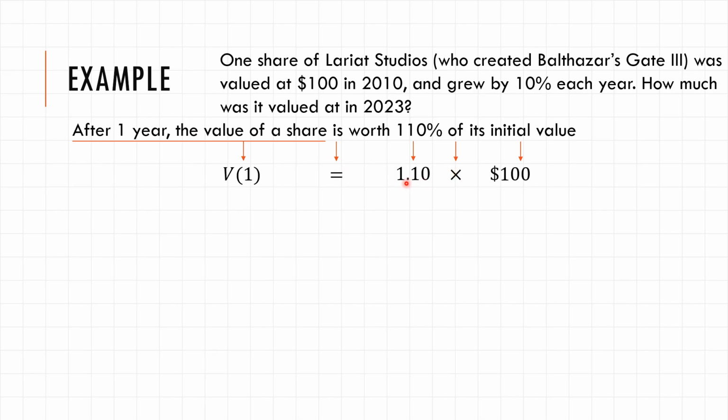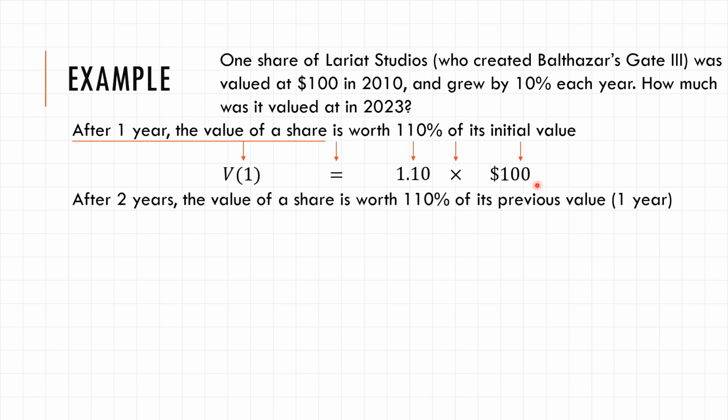So after 1 year, the value of the share is 1.10 times 100. And if I evaluated this, I can find out that it would be worth $110 after 1 year. After 2 years, this is what's wild about exponential growth: it's not going to grow by another $10. It's going to grow by 10% of what it was 1 year ago. Each year it grows by 10%. And so it's not going to grow to $120.